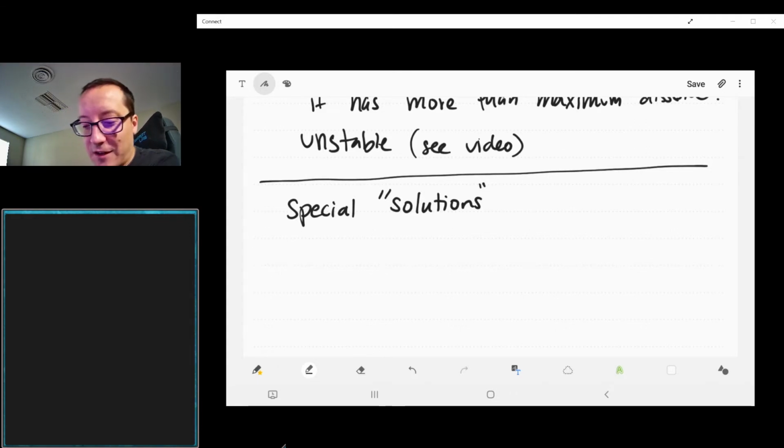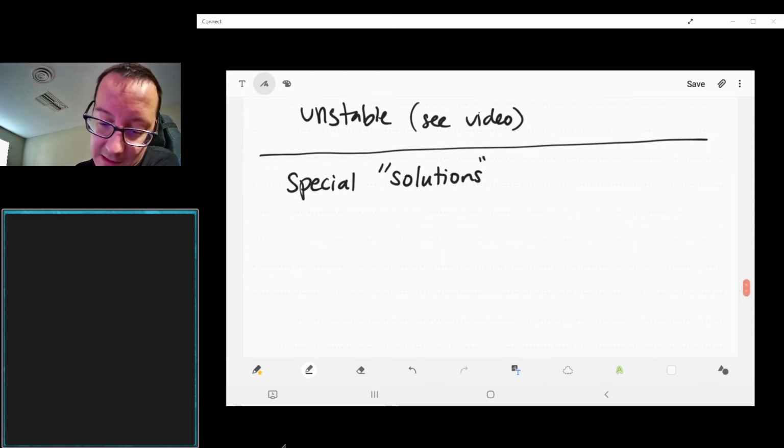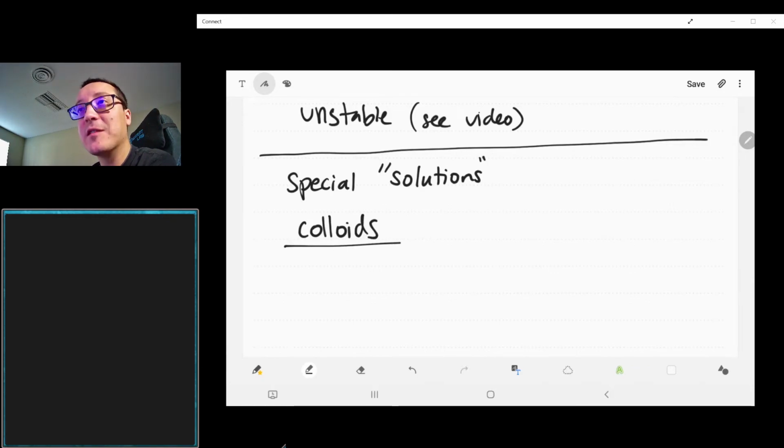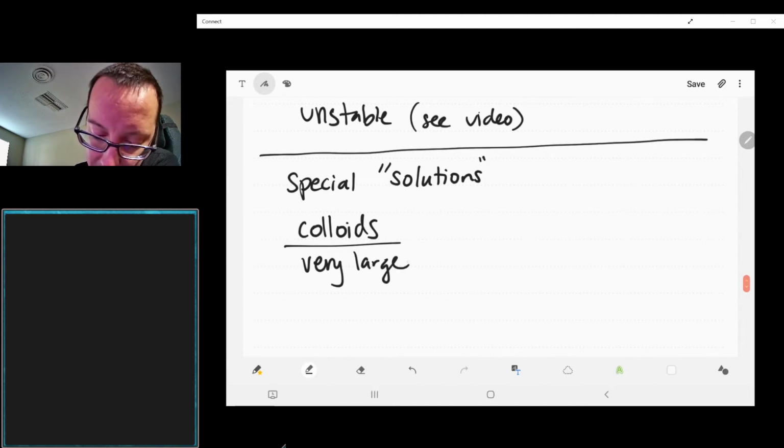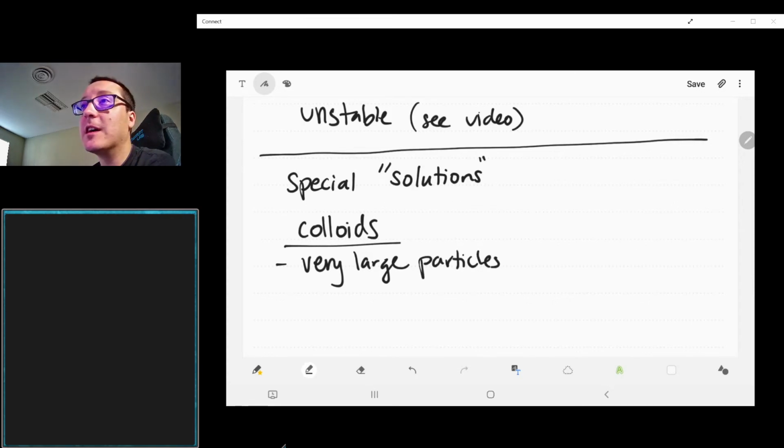These ones are going to have bigger particle sizes than we typically will see in regular true solutions. And we're going to see that one of them will be called colloids. Colloids are a special case of solutions. They have very large particles, and these can be proteins. They can be things that are just big. They form large chunks when they're dissolved.